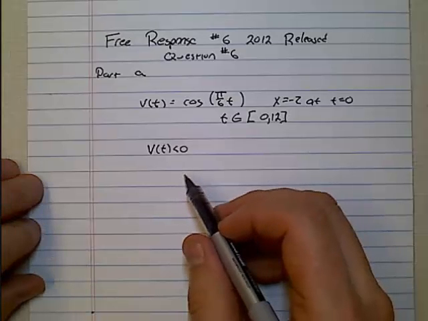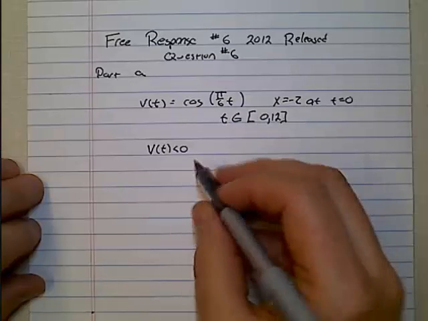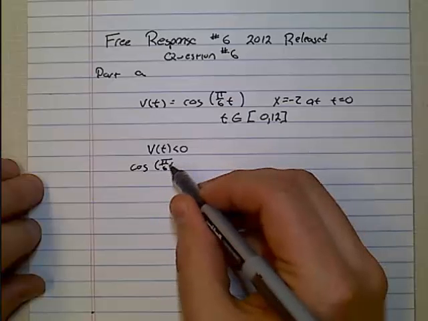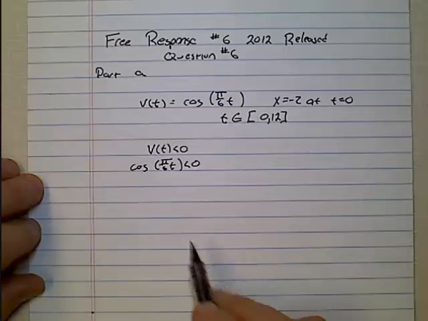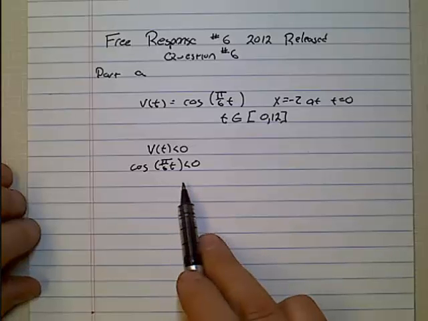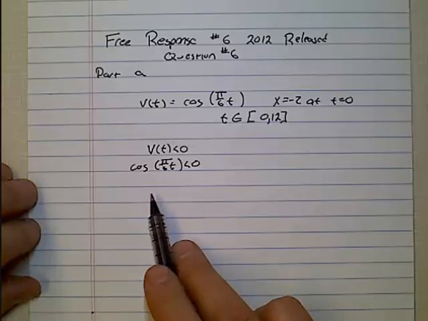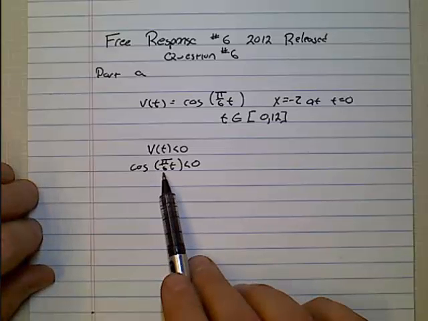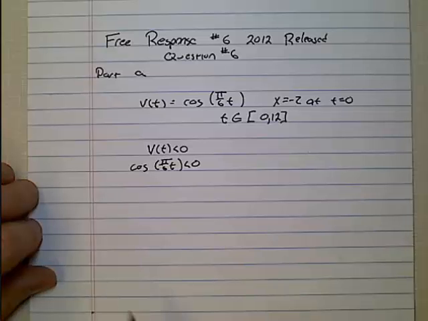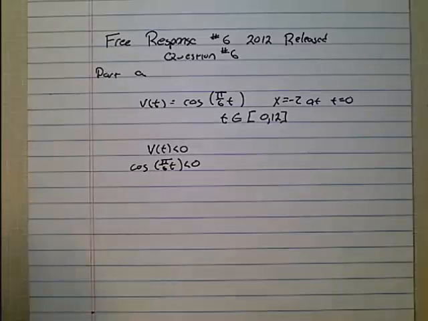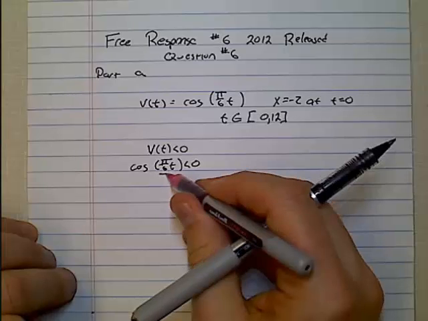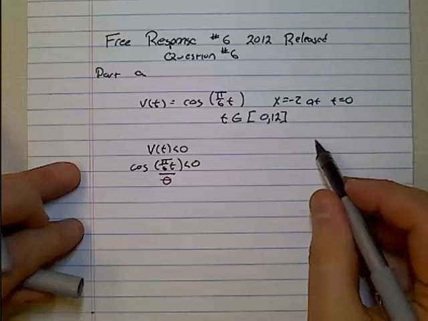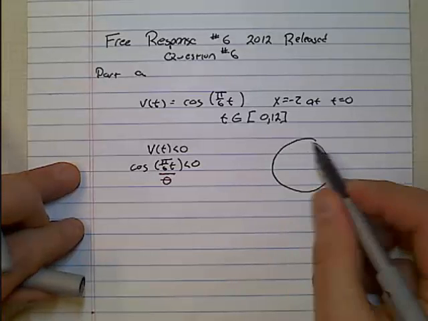So our v of t is cosine pi over 6 t. So this is cosine pi over 6 t is less than 0, and we need to solve that inequality. So we really wish we had a calculator so we could graph this. Unfortunately, this is a calculator inactive question. So we actually have to solve this inequality. When is cosine pi over 6t less than 0? So we'll need to think about that. What I would do is think about what's inside the cosine here, and let's say that's an angle theta, right?